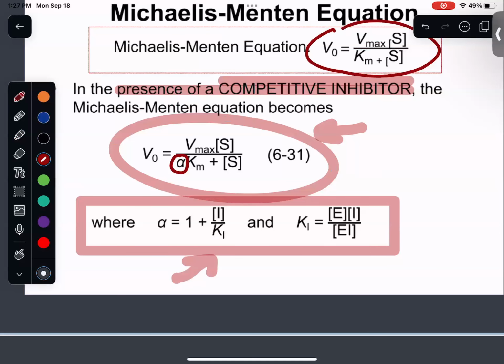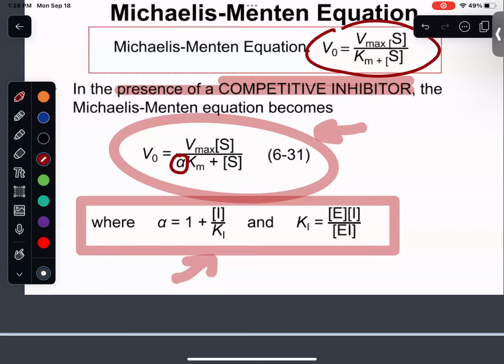The alpha, yes. Okay, so this alpha is going to represent something called the apparent Km, right? So this is not the actual Km because the Km really is restricted to the enzyme and the substrate, and that's it. The apparent Km is what we talk about when we have an inhibitor. And that's how we're going to denote it, alpha Km. Okay. Again, don't get too bogged down in those details. Just know that the apparent Km is what we're going to see in the presence of an inhibitor.